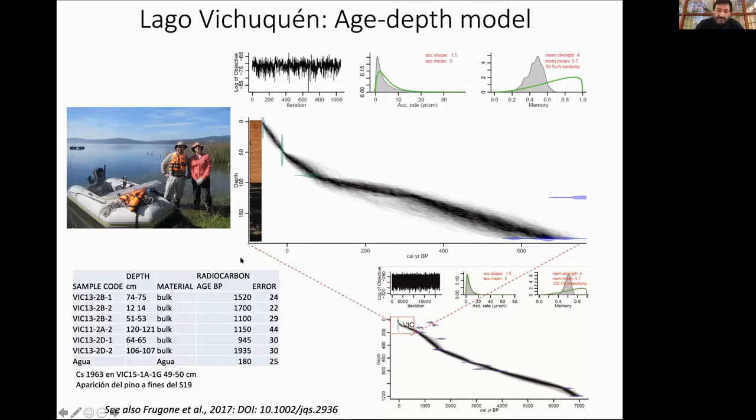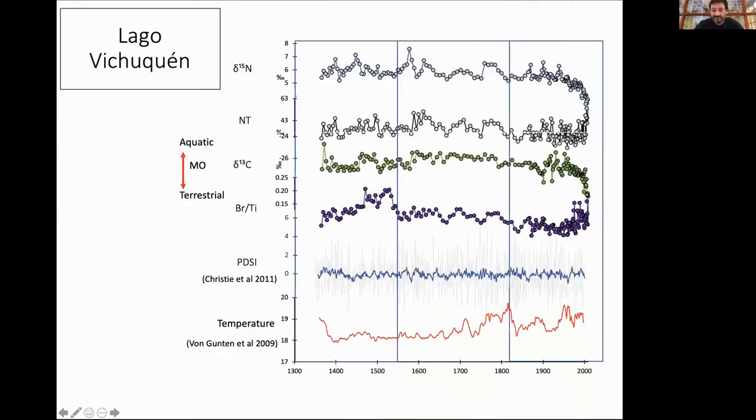And one of the things that Magdalena looked at is the last several hundred years in Vichuquen, and this is basically the last 700 years of the Vichuquen record. And you can see also that for the most part, natural climate variability is driving a lot of the nutrient state changes that you're seeing in the record, associated with, in this case, the severity drought index and temperature, driving what you're seeing in terms of the total nitrogen, carbon 13, and the redox changes in the lake.